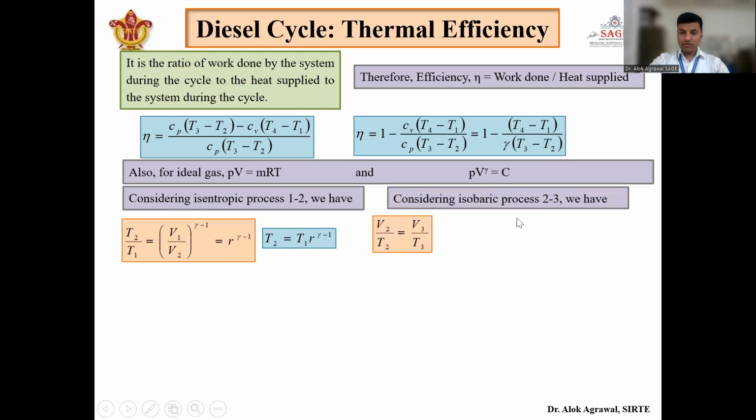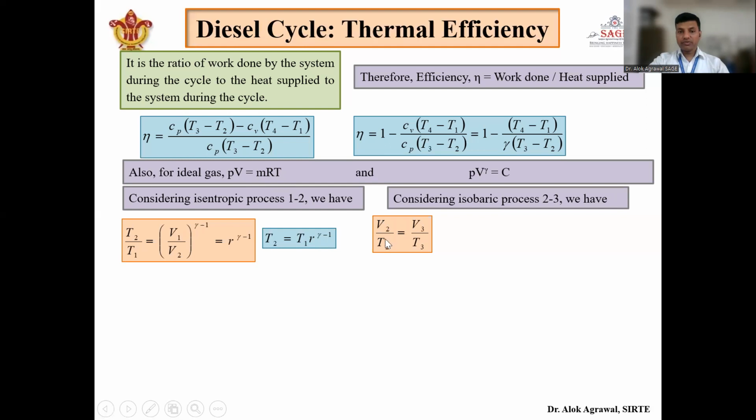Next, for process 2 to 3, which is constant pressure heat addition, so P2 is equal to P3. Here we can see that PV is equal to mRT, so P is constant here. So V by T is equal to mR by P. We can write this ideal gas equation as V by T is equal to mR by P. m is a constant, R is a constant, P is a constant, so V by T can be said as constant.